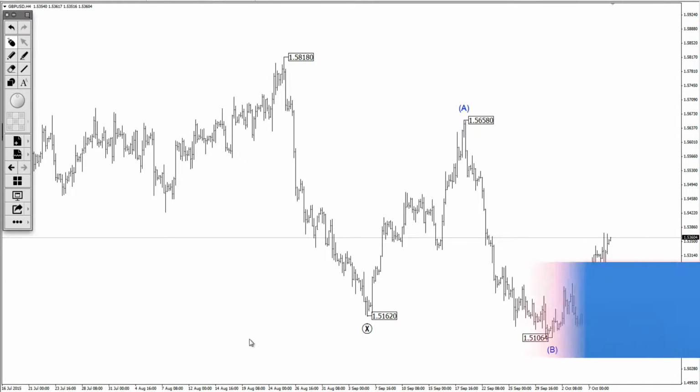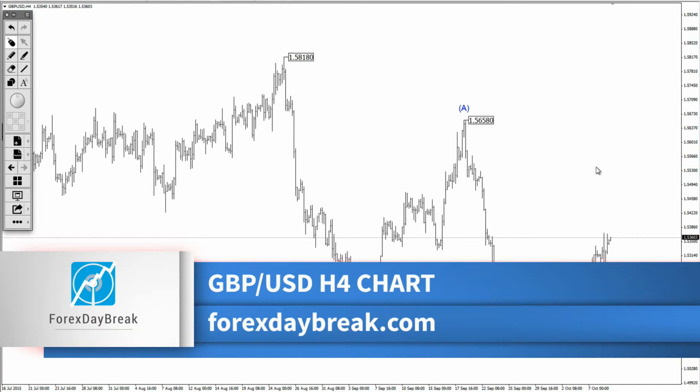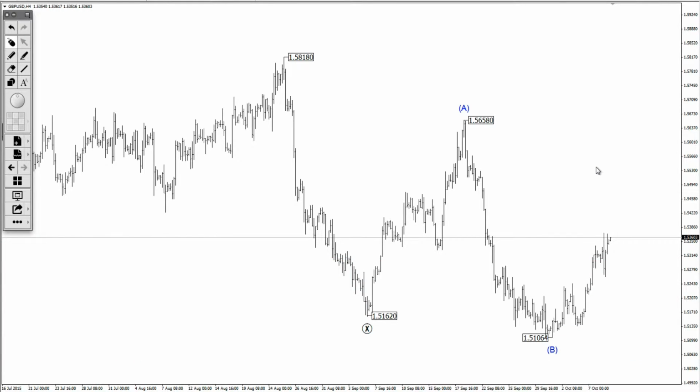Alright, next pound dollar. Now here I have revised the count. I wasn't satisfied with my count and the price action was not confirming my labeling. So this new wave count is proposing that we are still in intermediate wave 2 correction. So this large correction hasn't ended.